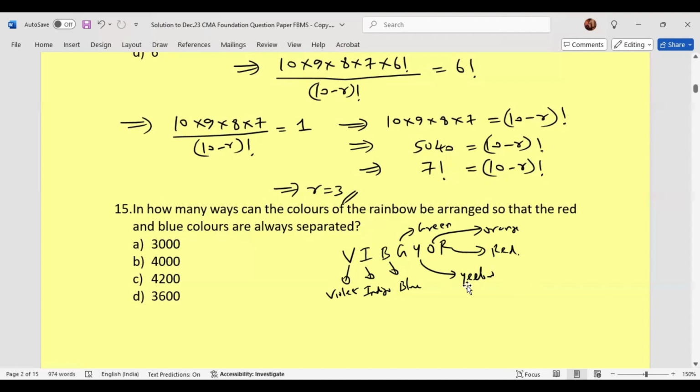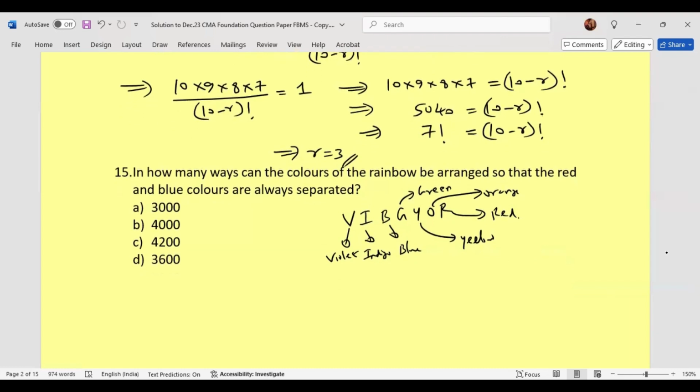The question talks about red and blue being always separated. First of all, let us find out the permutations without any condition. We may notice V, I, B, G, Y, O, R, all are different letters. So that means we can straight away say it is 7 factorial without any condition.